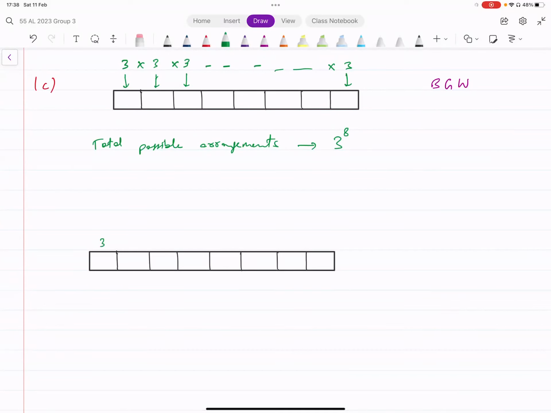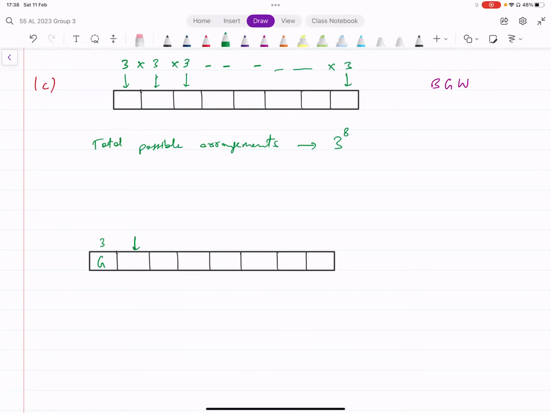That's still 3. But once you have placed one tile here in the first box, it could be black or gray or white. It could be any one of those 3. Let's say मैं यहाँ पे gray place कर दी. Let's say. Now, how many options do I have for the second box?